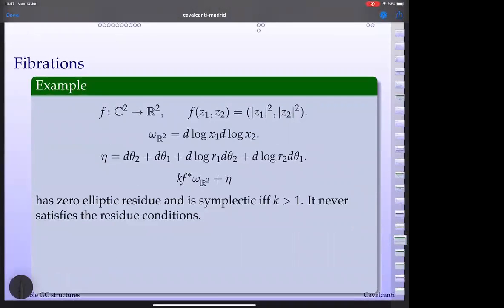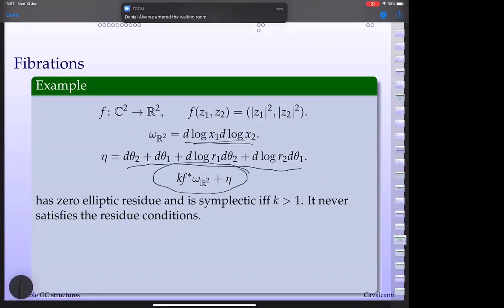Now the next question is, what if I have this elliptic one? What if I have these corners? Is it the same thing? It's kind of the same, but it's good to think a bit about what's happening. If I just pick the standard projection map from C2 to R2 that I was writing before, with a symplectic form on the base, which is like log, so it's all fine, pick a symplectic structure on the fiber, which is something like this one here, and then try to do the trick, then I have to pick K large enough for it to be symplectic.